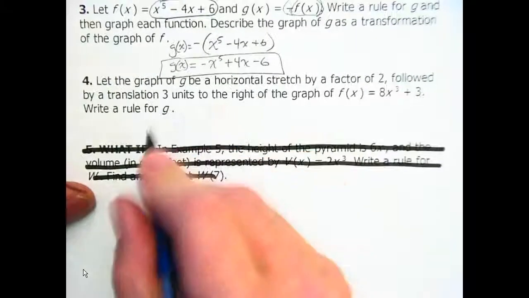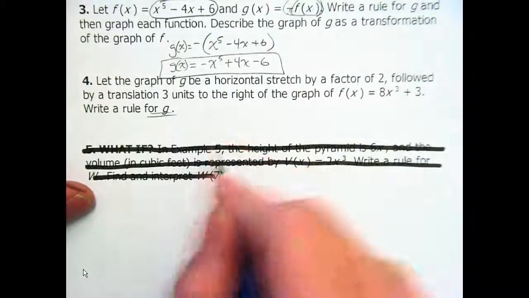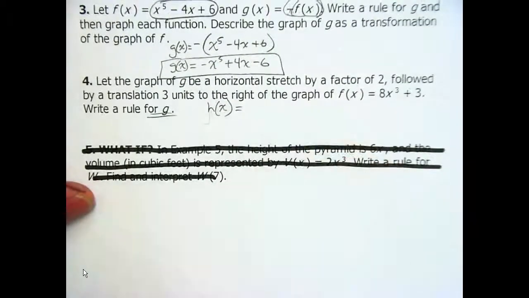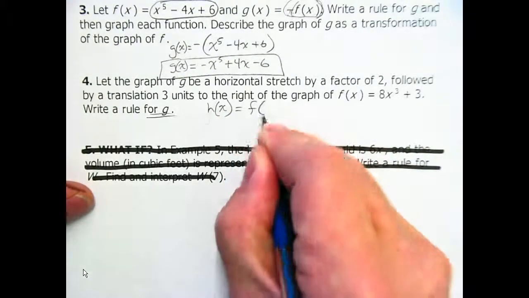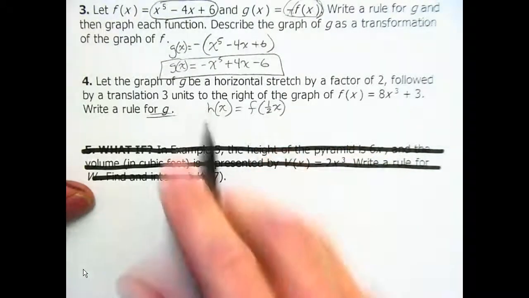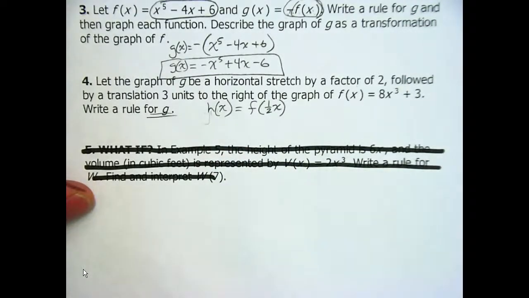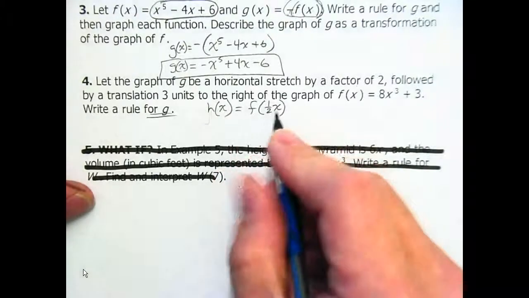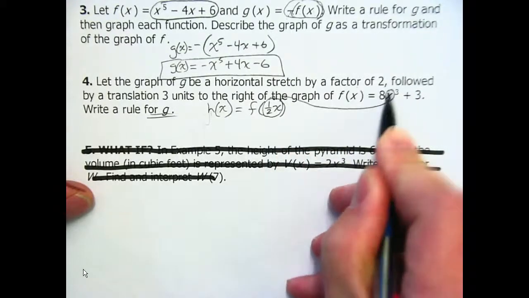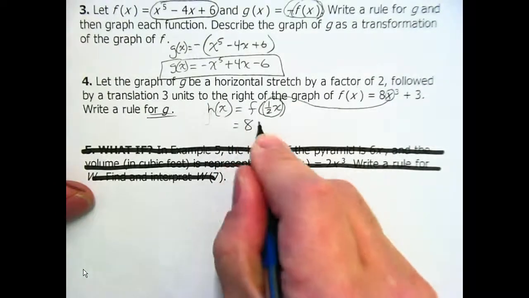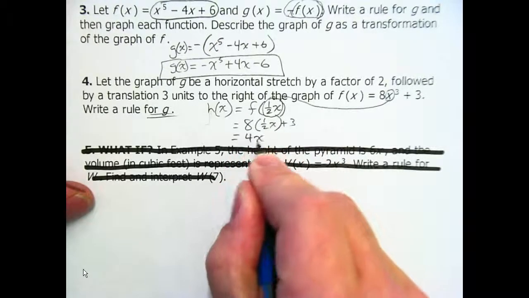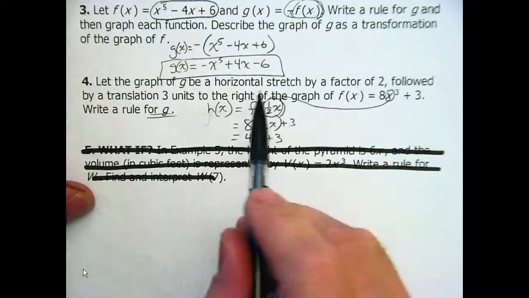So rather than calling it g of x, since we're going to do 2 steps, I'm going to say h of x is going to be equal to stretching it by a factor of 2. Now when I stretch f of x by a factor of 2, I'm actually taking f of 1/2 x. Okay, remember, when it's horizontal, it's kind of counterintuitive. It's opposite in there. Okay, so it's f of 1/2 x. So that means I am plugging this in for what value? For x. Okay, so I end up with 8 times 1/2 x plus 3, which is 4x plus 3. That's h of x. Okay, there's my horizontal.